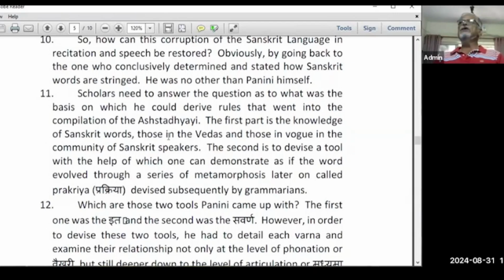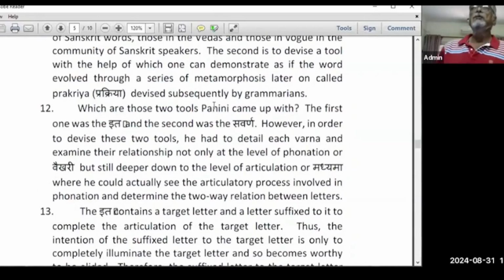The first part is the knowledge of Sanskrit words, those in the Vedas and those in vogue in the community of Sanskrit speakers. The second is to devise a tool with the help of which one can demonstrate as if the word evolved through a series of metamorphoses, later on called prakriya, devised subsequently by grammarians. Which are those two tools Panini came up with? The first one was the it, and the second was the savarna.